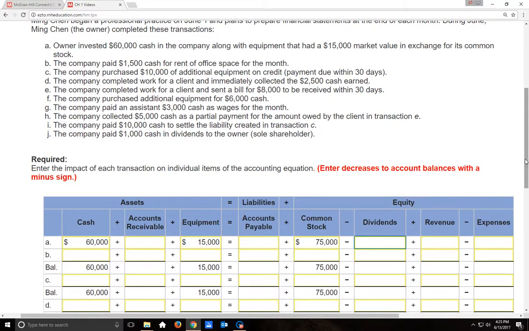Part B, the company paid $15,000 cash for rent of office space for the month. So what accounts would be involved in this transaction? Well, there would be two. Cash was involved, and also rent expense was involved. So those are the two accounts that are involved. The dollar amount was $15,000, but what happened to cash during this transaction? Did the balance go up or did the balance go down?